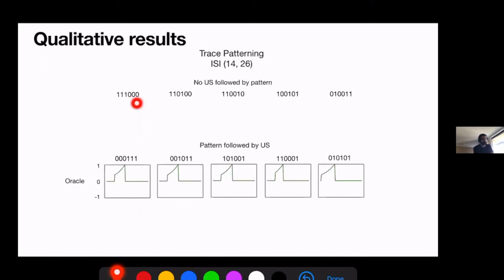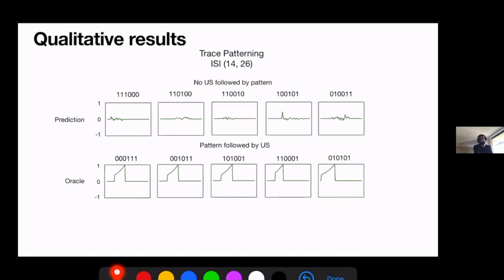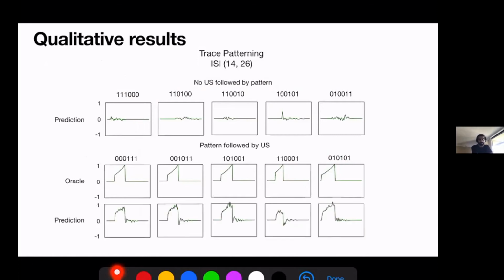So for the patterns at the top, US is not followed by these patterns, so the agent should just predict 0. And for the patterns at the bottom, US is followed by these patterns, so the prediction should be something more reasonable. And what you see is that, as you would expect, the prediction is indeed very close to 0 in the first case, and it's much better in the second case, and it looks very nice.